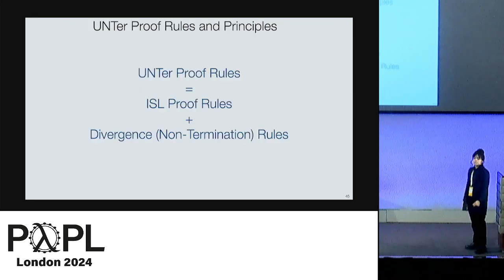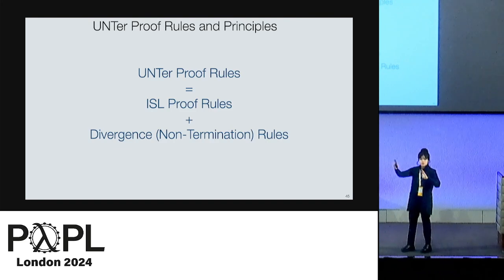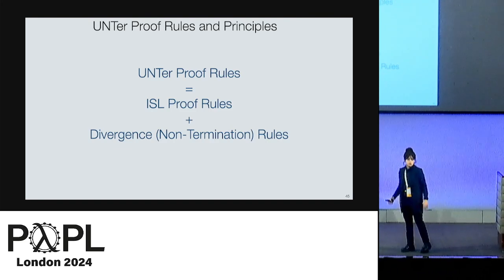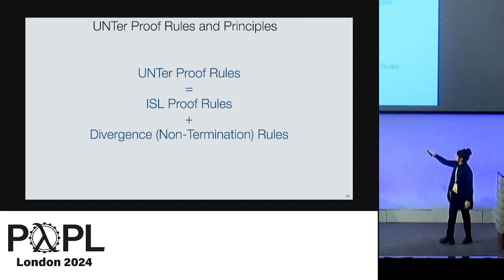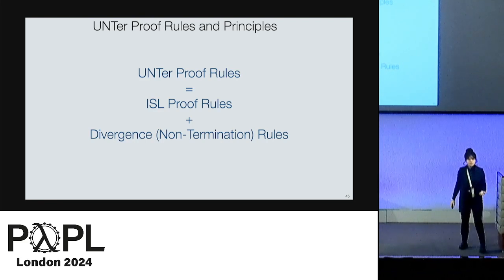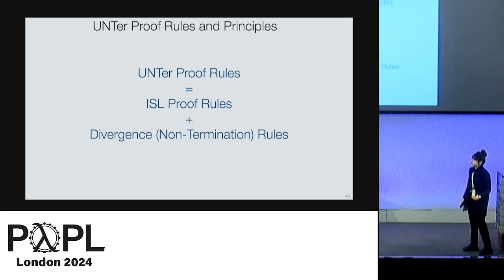So what are the reasoning principles of Unter? Well, essentially, you want to show that some parts of the program terminate and result in something, and from then on you get divergence. So the proof principles are what you had in ISL that I showed you at the beginning, plus some new rules for divergence. And those rules are mind-blowingly simple. We couldn't believe how simple they are.